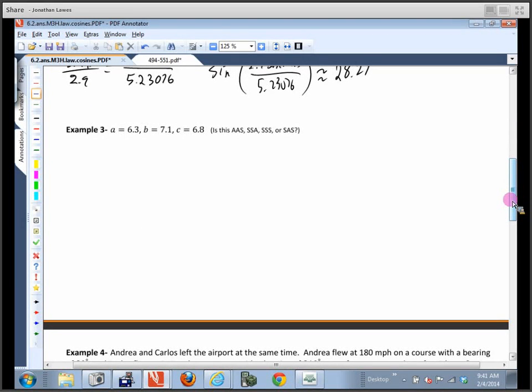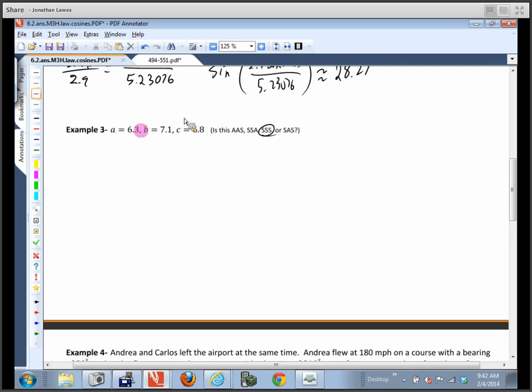Take a look at the next one, please. No diagram. What have we got here? Which of these? Side, side, side. What should we check and make sure of? Do we get a triangle? Yeah, these are all about the same length. I mean, you could add the two short ones together. We definitely get something that's bigger than 7.1.